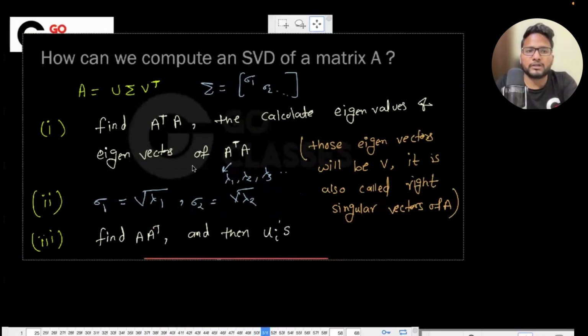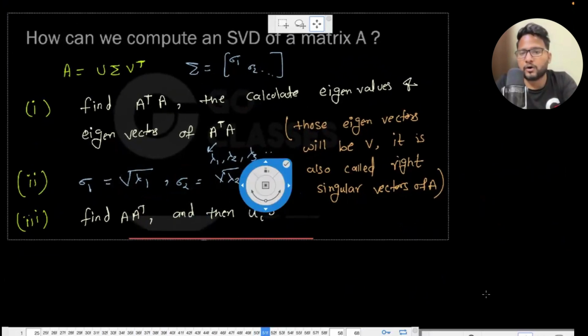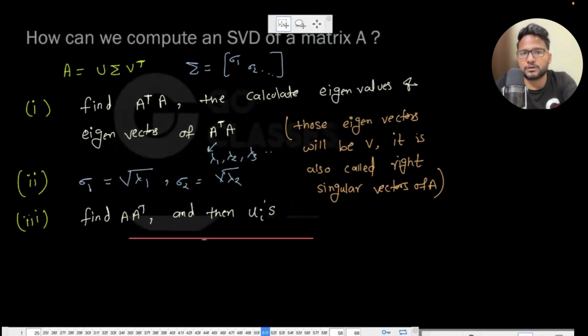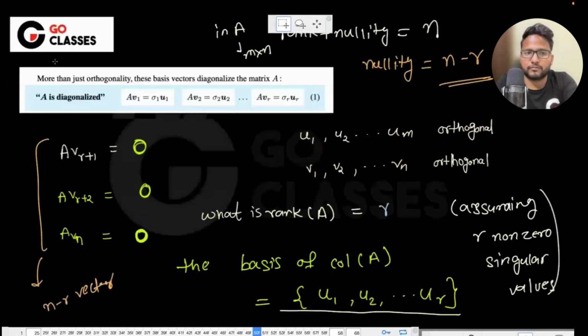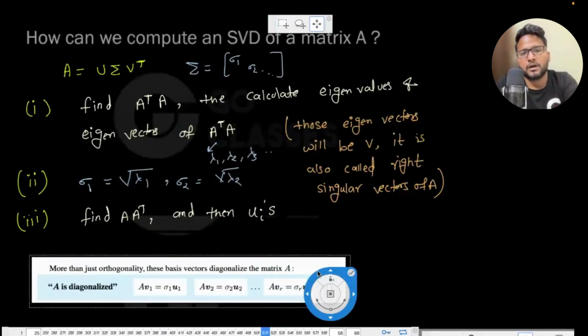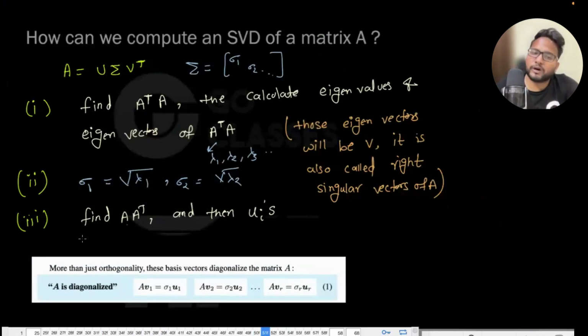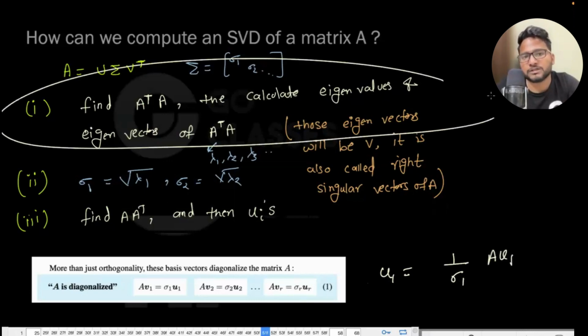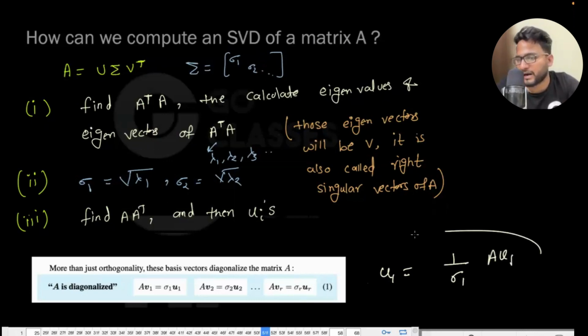I don't want to calculate this u_i like this. I don't want to calculate this A transpose, but I want to do something else. Using these set of equations, can you at least tell me what is u1? u1 is a vector which is 1 upon sigma 1 into A v1. If you have v1 from this step number 1, can't you directly calculate u1?